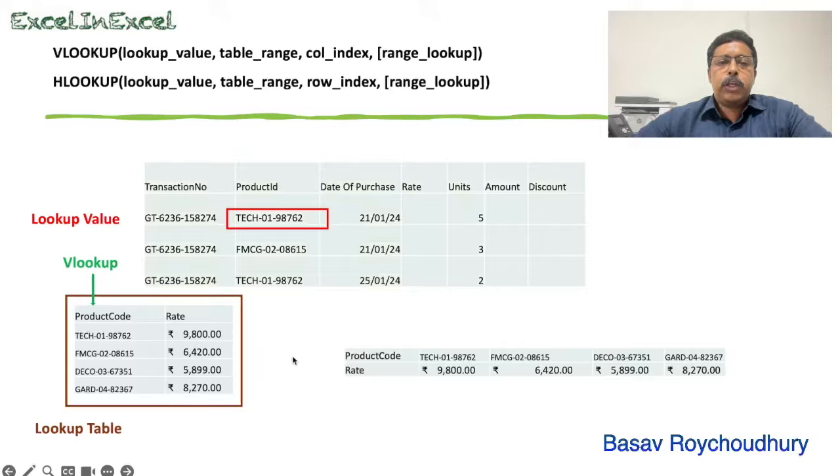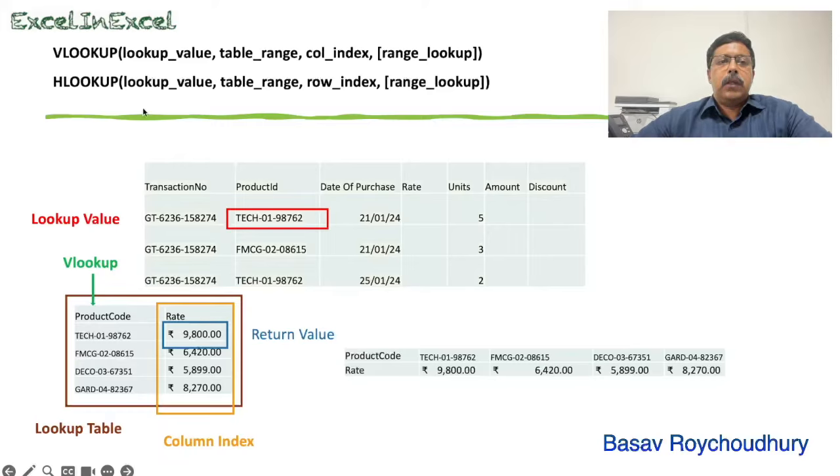Then the question is, in which column do I have the answer? And that is the column index. The answer that I'm looking for, that means the rate that I'm looking for, is in the second column, right? So the second column is my column from where I'll return the value, and once the lookup value is found in the first column in Vlookup, the return value will of course be the matching value in the particular column.